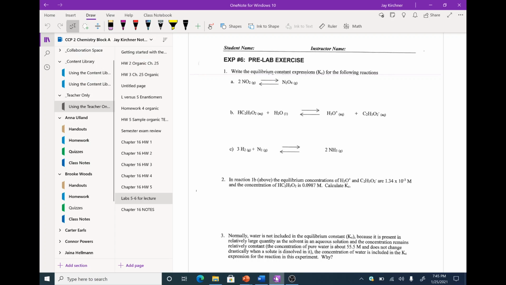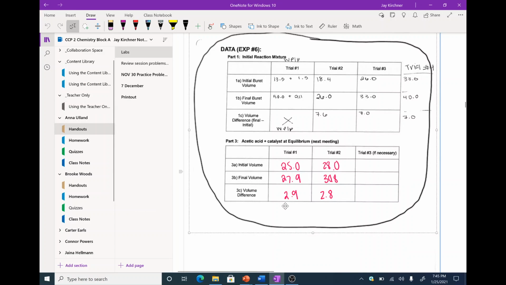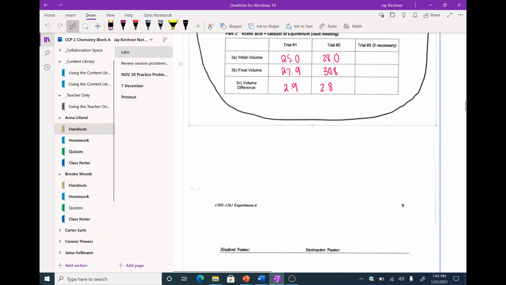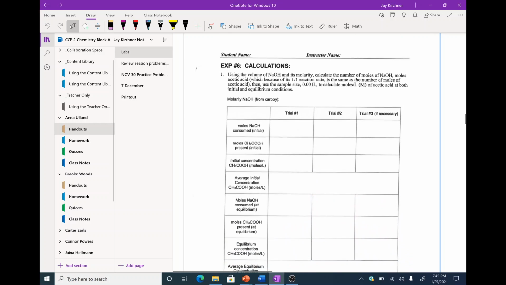So let's do it. I'm going to use Anna's as an example, and I'm going to see if I can put it on mine or whatever like that. So let's go to it. So handouts. Okay, so this is Anna's page 9. So now what we're going to do, let's go to the data here on the next page. Okay, so let me tell you a couple things.